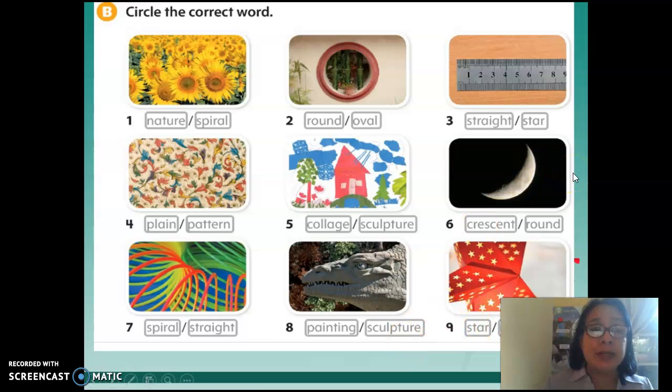Please answer this activity on your own. And remember the vocabulary. You can check the vocabulary again before you answer this activity. I will give you 1 minute, okay?